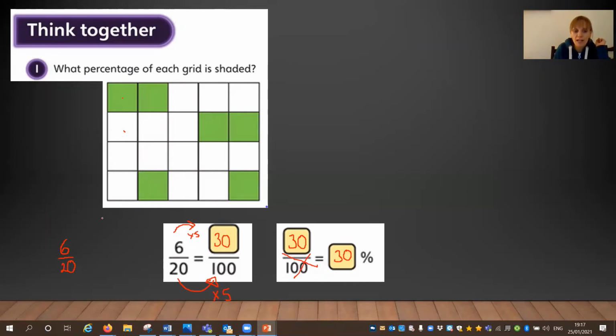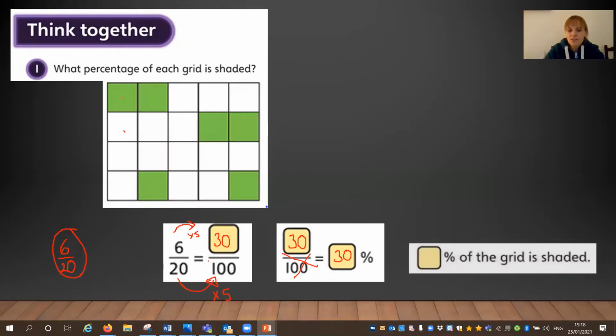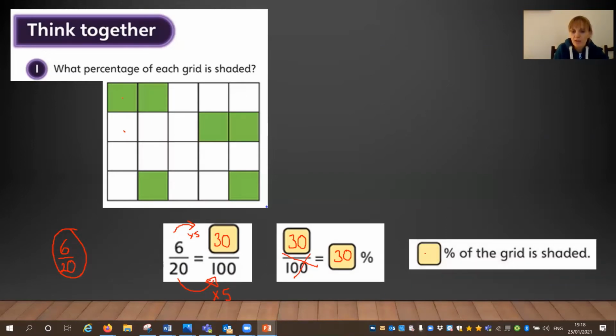We couldn't do that from 6/20ths. Some people make the mistake of finding the fraction and then they say, oh, that's 6% because my numerator is 6. Can you think why that's wrong? Why would that not be right? That wouldn't be right because the denominator has to be 100 in order for them to just use the numerator as their percentage. Okay, so then our final box here says how much of the grid is shaded? 30% of the grid is shaded.